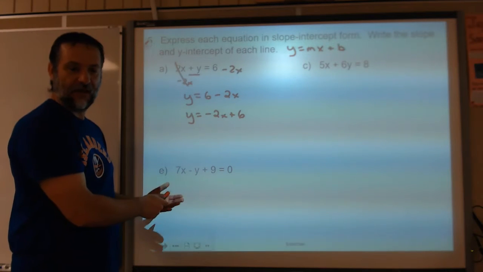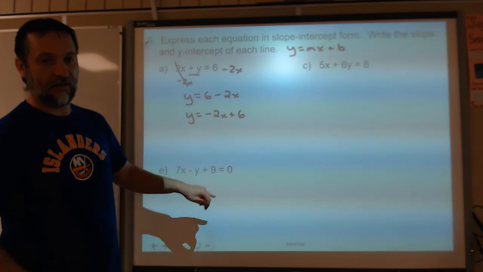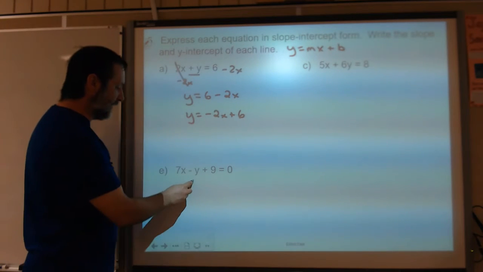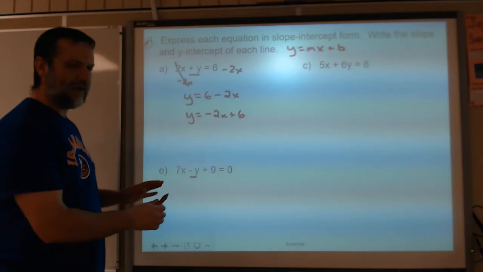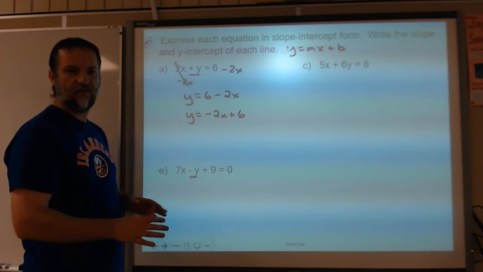Now if I jump to E next, not going to C, I'm looking at 7x minus y plus 9 equals 0. I have a negative y this time. Now I can move everything to the right and keep the y on the left, but I've got to get rid of the negative.